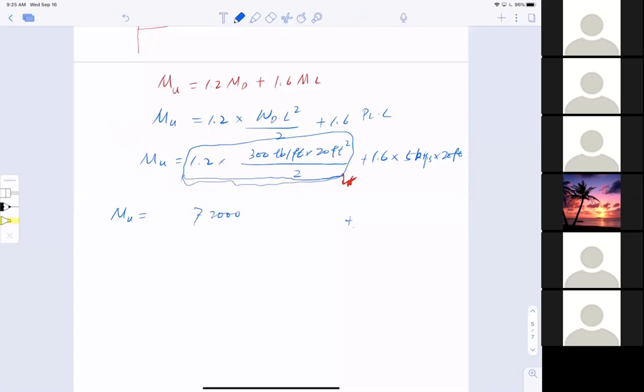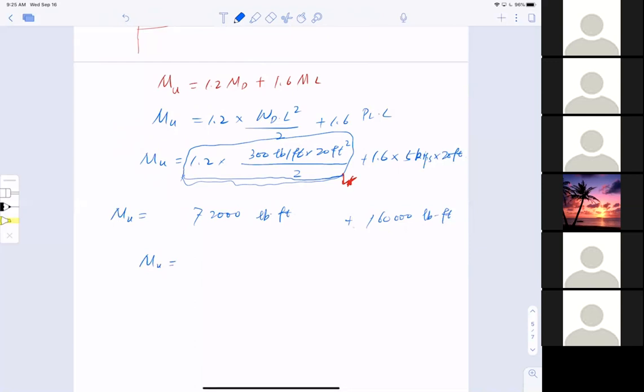Okay, so we got that. Second term, this is simple, so I can do it myself. I got this value to be about 160. So this is pound-foot. Thank you both of you, thank you very much. And now Mu, add them up together. I got 1,660.